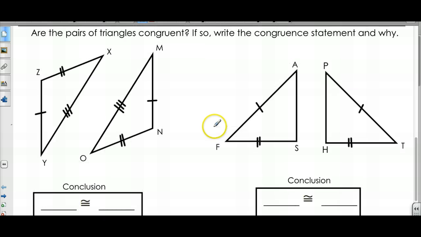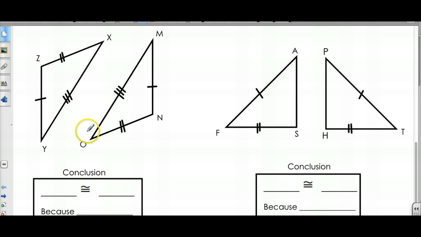So let's just see if we can prove that these triangles are congruent. I want to see if these two pairs of triangles are congruent, and if so, let's write a congruent statement. So let's look at this one. I have triangle YZX and MNO. Do I know that these two triangles are congruent?